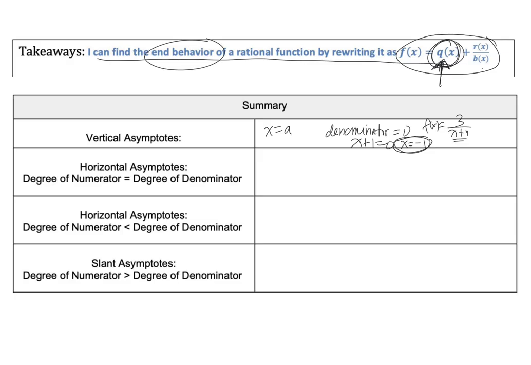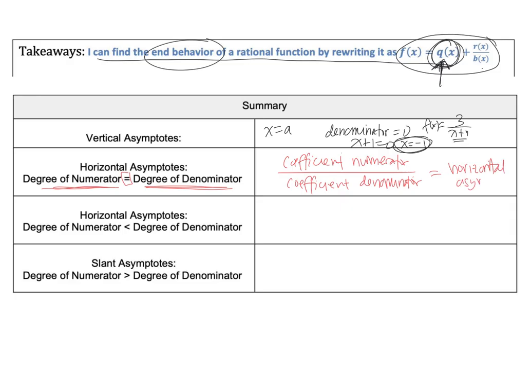For your horizontal asymptote, if the degree of the numerator is equal to the degree of the denominator, go back and look at your notes. We did 2 examples like that. If the degree of the numerator is equal to the degree of the denominator, then the coefficient in the numerator divided by the coefficient in the denominator. So the coefficient in front of your x, right? That's the value in front of your x. That will be your horizontal asymptote. That will be the value of the horizontal asymptote. So it'll be y equals the coefficient in front of the numerator divided by the coefficient in front of the denominator.